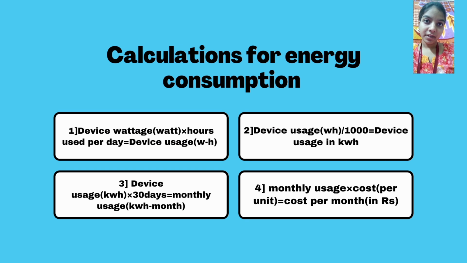And the fourth step is monthly usage into cost per unit. It gives cost per month in rupees. Once we get the monthly usage, we need to do monthly usage into cost per unit. For 1 unit, whatever the cost is, we need to multiply. That means we will be getting the cost per month in rupees. And this is for one device.